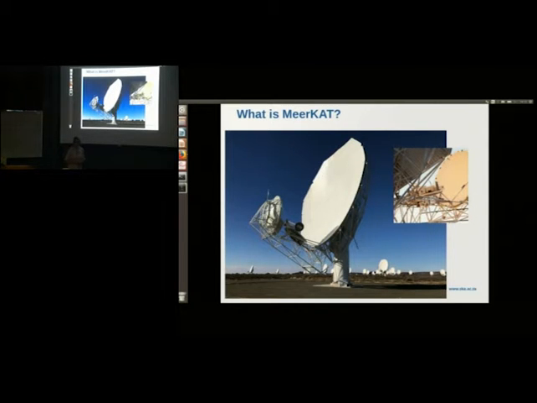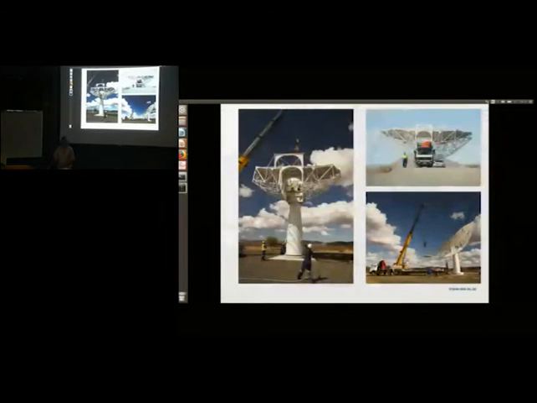The total collecting area of MeerKAT, so let's do that calculation. It's 13.5 meters for one telescope. That gives you about 143 square meters of area for one telescope, and that times 64 is approximately 9,164 square meters for the entire array. Construction of MeerKAT began in March 2014, and the telescope was inaugurated in July 2018. Each of the dishes was assembled on site, so they couldn't be shipped as they are.